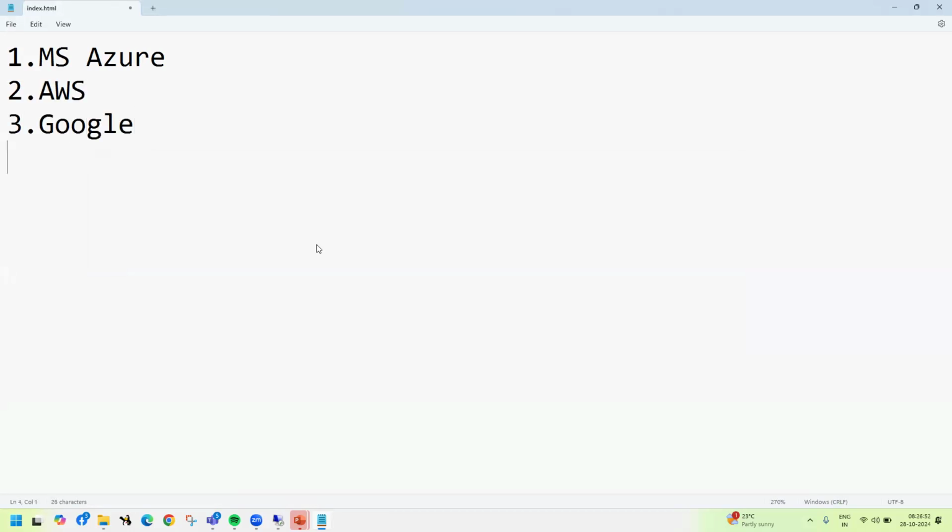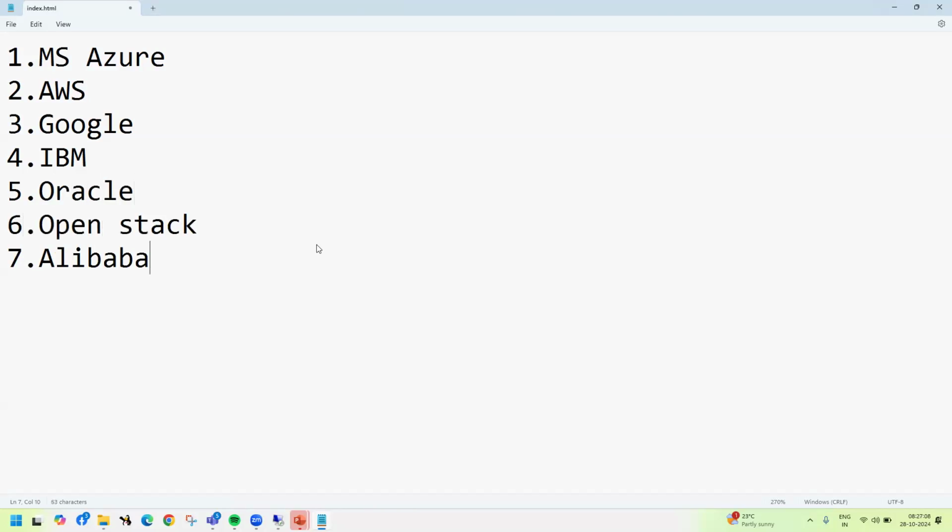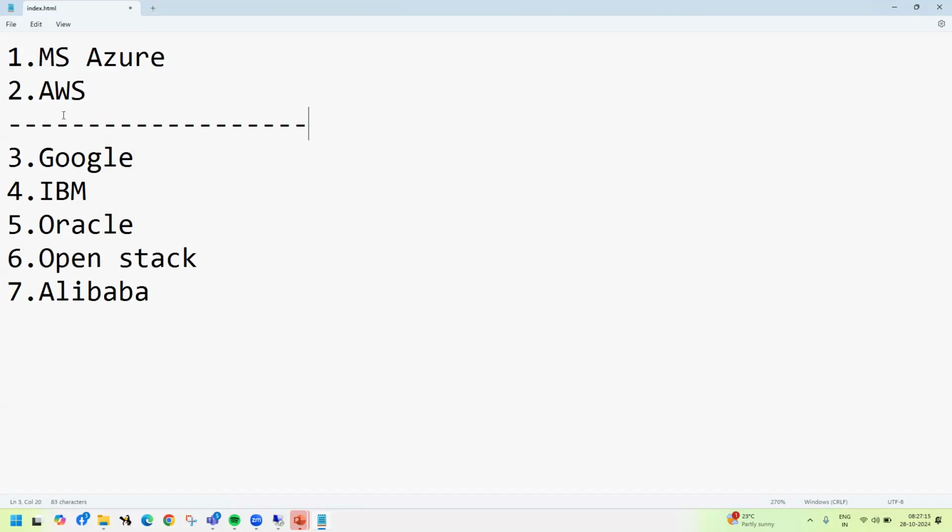Okay. Third one is what? Google. Okay. Fourth one is IBM Bluemix. Fifth one is Oracle. Okay. Sixth one is OpenStack. Okay, seventh one is Alibaba. Alibaba, China Cloud, Jack Ma. Out of them, very popular in the market are these two, AWS and Microsoft Azure. If we consider, these two occupy 80%, remaining all 20%.